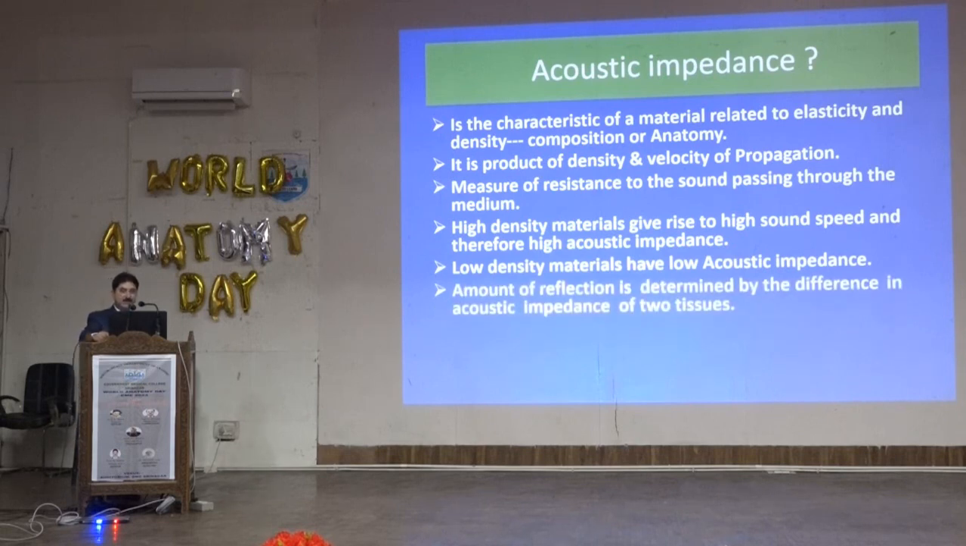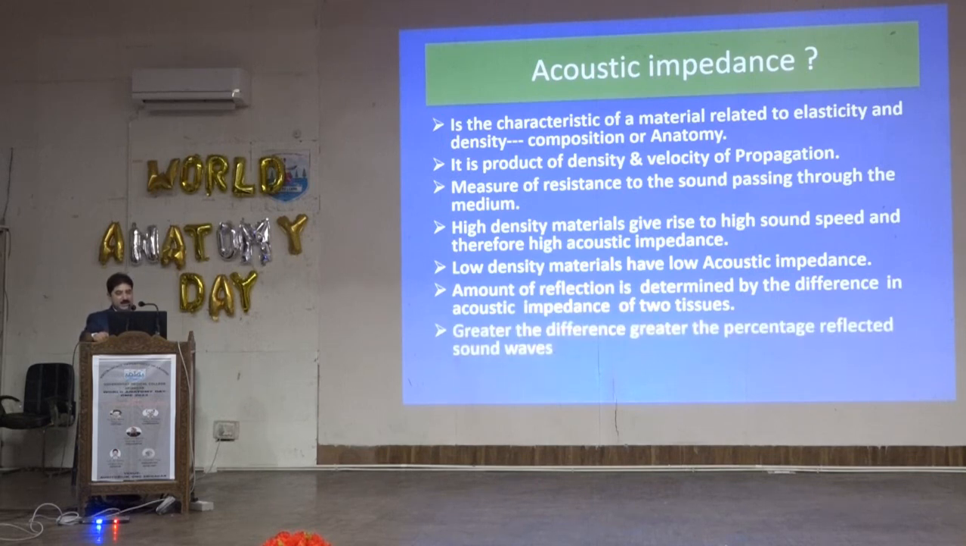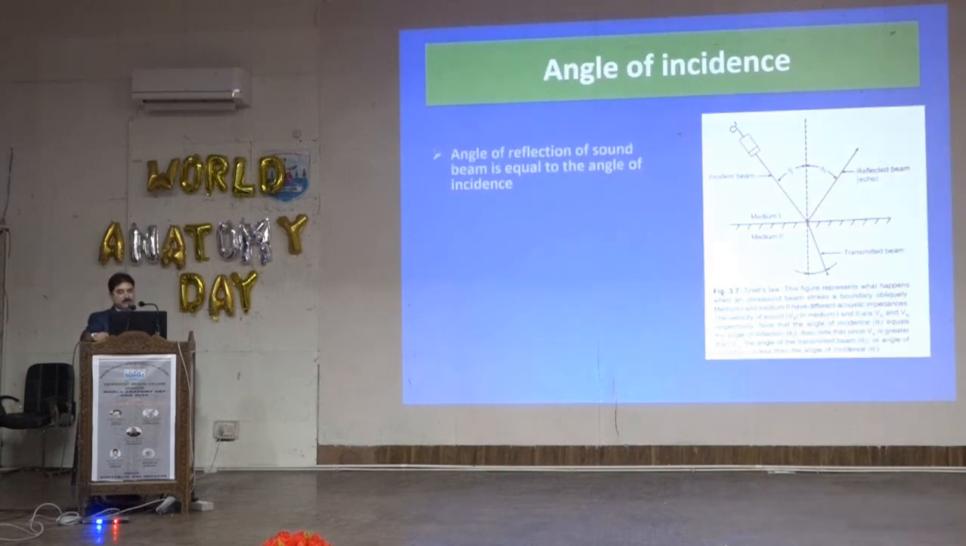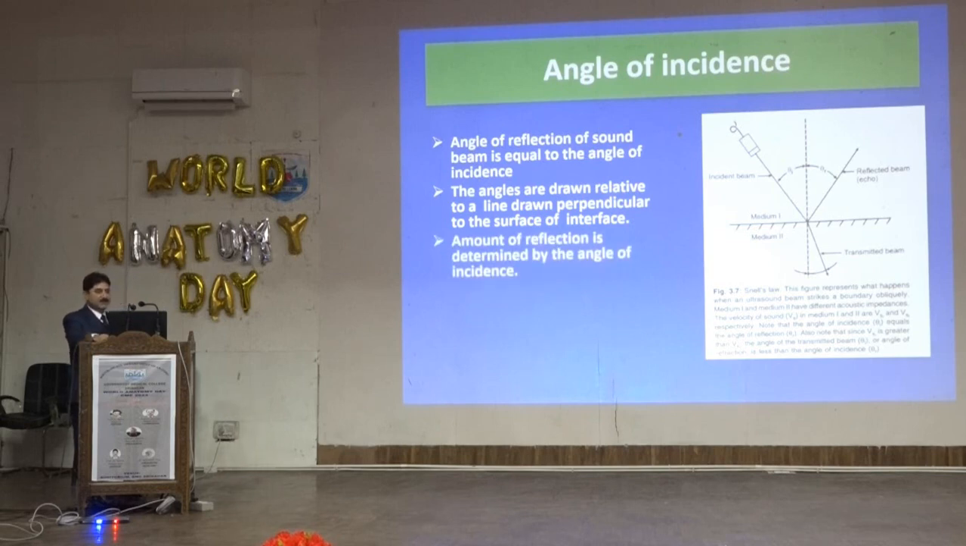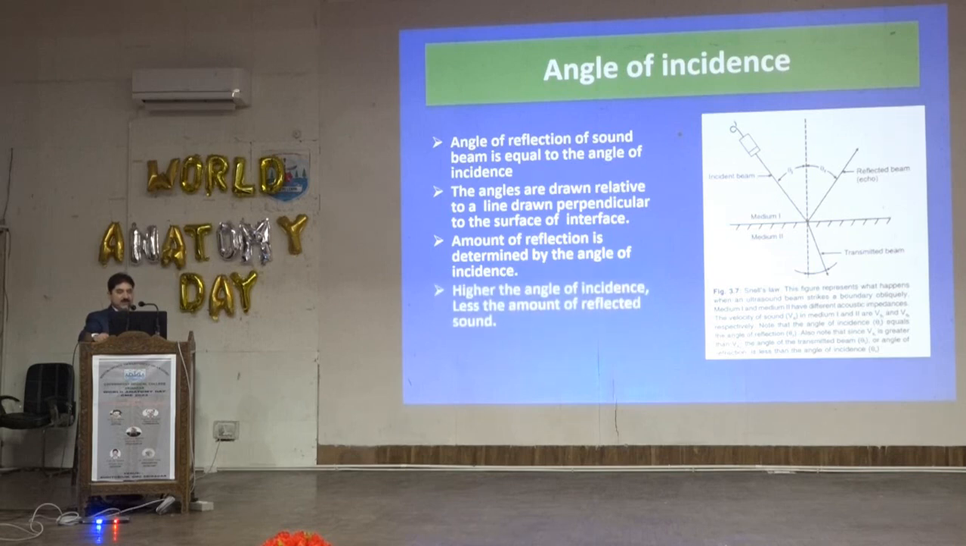The amount of reflection is determined by the difference in the acoustic impedance of two tissues. The greater the difference, the greater the percentage of reflected sound waves. Angle of incidence: the angle of reflection of the sound beam is equal to the angle of incidence. The angles are drawn relative to the line drawn perpendicular to the surface of the interface. The amount of reflection is determined by the angle of incidence. The higher the angle of incidence, the less the amount of reflected sound.